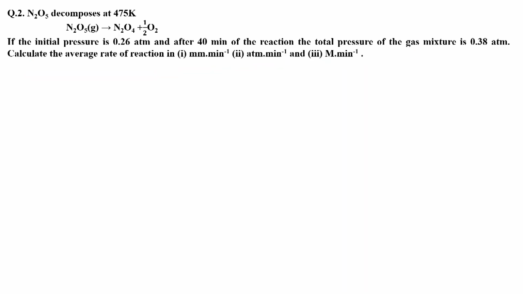Next we move to problem number 2. It says N2O5 decomposes at 475 Kelvin like this: N2O5 goes to N2O4 plus half O2. If the initial pressure is 0.26 atmosphere and after 40 minutes of the reaction the total pressure of the gas mixture is 0.38 atmosphere, calculate the average rate of reaction in millimeter per minute inverse, atmosphere per minute inverse and moles per minute inverse.